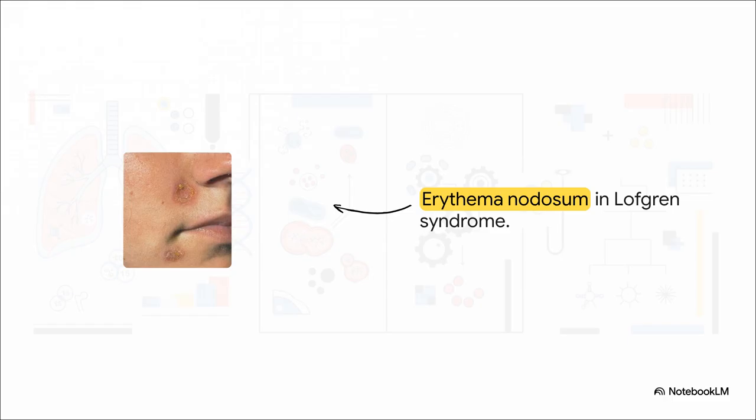Make sure to integrate this dermatologic marker into your diagnostic matrix. This is erythema nodosum, these tender inflammatory nodules typically showing up on the anterior shins. When you combine erythema nodosum with bilateral hilar adenopathy and polyarthritis, you're looking at Lofgren syndrome. It's a highly recognizable, specific acute presentation of sarcoidosis.